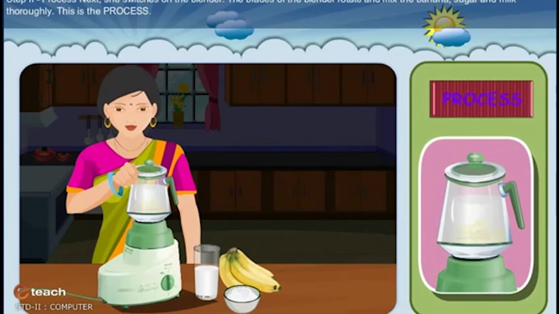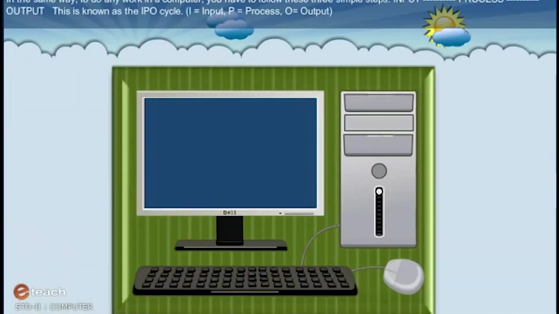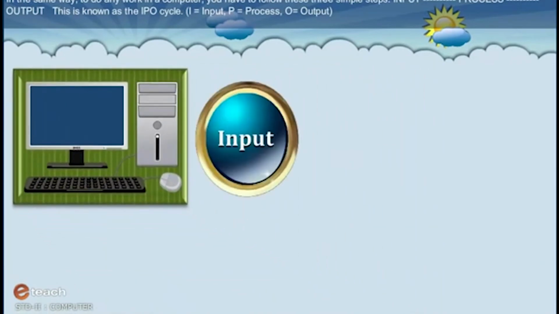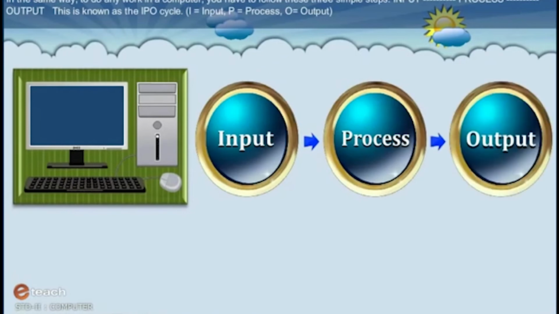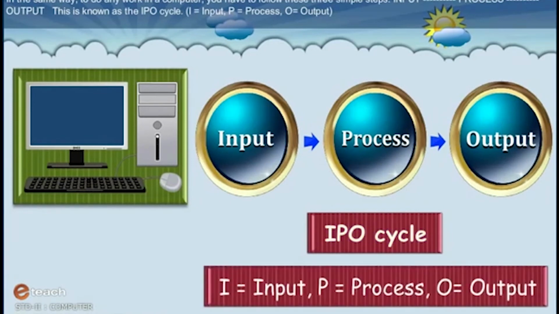The blades of the blender rotate and mix the banana, sugar and milk thoroughly. This is the process. Now step number 3, output. Finally, a delicious banana shake comes out of the blender, ready for drinking. This is the output. In the same way, to do any work in a computer, you have to follow these 3 simple steps: input, process, output. This is known as the IPO cycle. I for input, P for process and O for output.